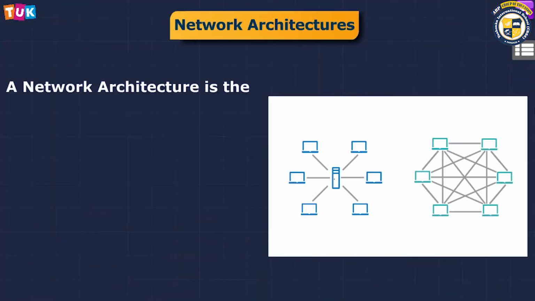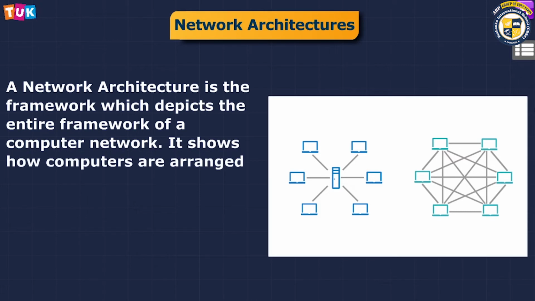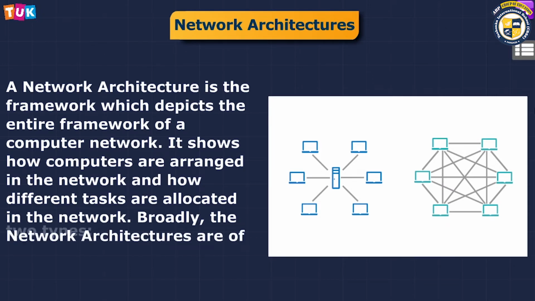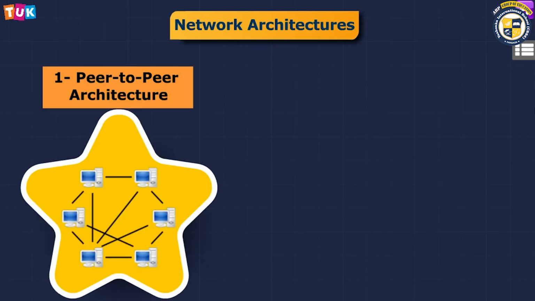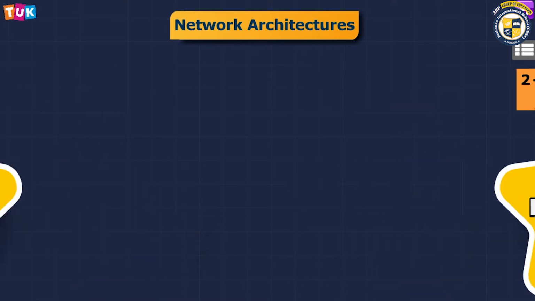Network architectures. A network architecture is the framework which depicts the entire framework of a computer network. It shows how computers are arranged in the network and how different tasks are located in the network. Broadly, the network architectures are of two types: peer-to-peer architecture, client or server architecture.